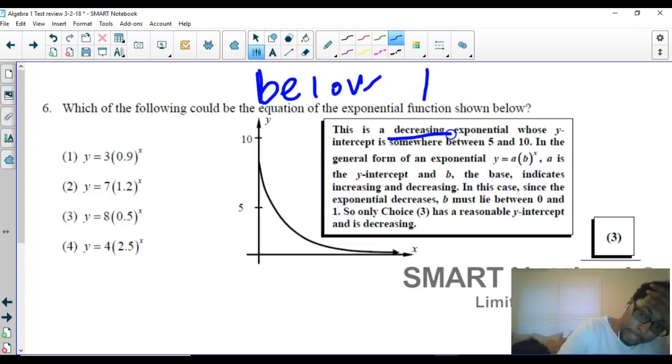Remember, decreasing means below 1. Okay, so I'm going to look at the ones that are below 1. I'm going to say, you know what? That's below 1, so this could be an answer. Let me see. This is below 1. This could be an answer. And these other two are not.